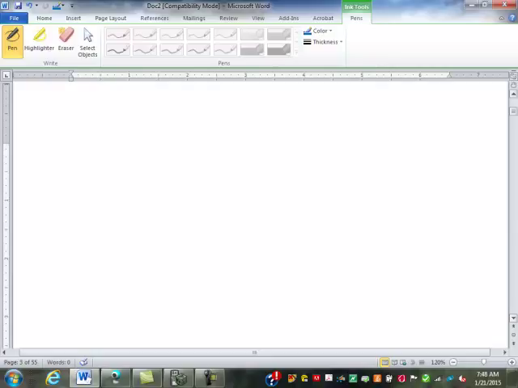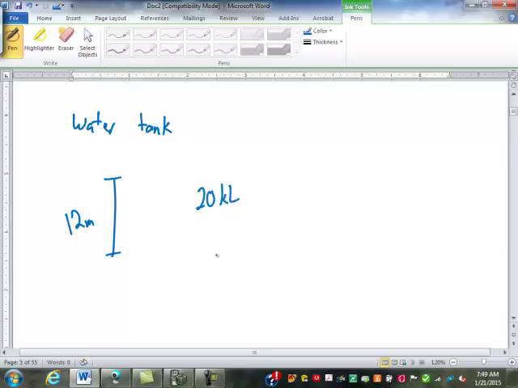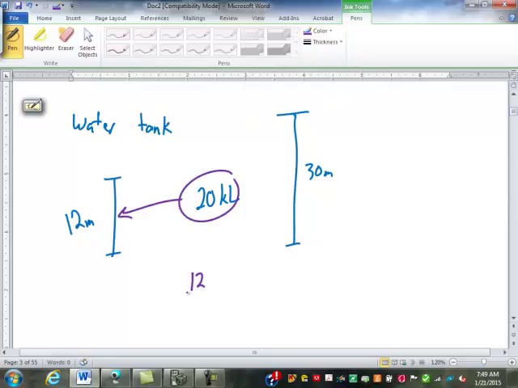A water tank that's 12 meters high. Don't know much else about it yet, so I'm not going to draw much in. It has a volume of 20 kiloliters, or 20,000 liters. What is the volume of a similar tank that is 30 meters high? So the height has gone from 12 up to 30. I'm going to reduce that. Both of those can be divided by 6. Give me a 2-to-5 ratio of lengths or heights.